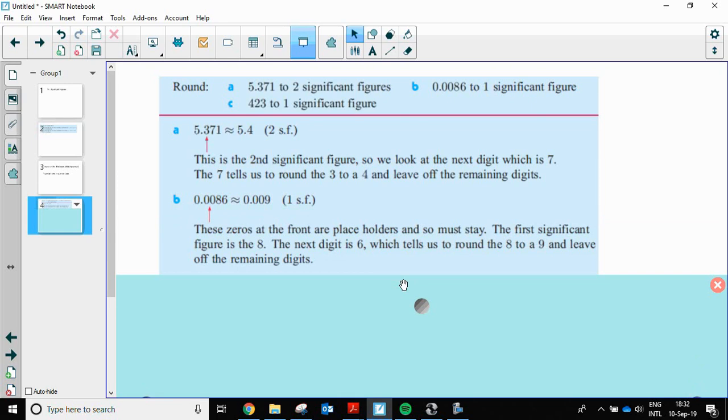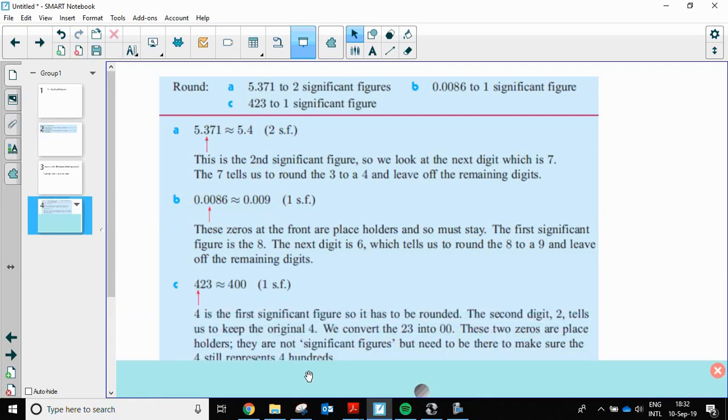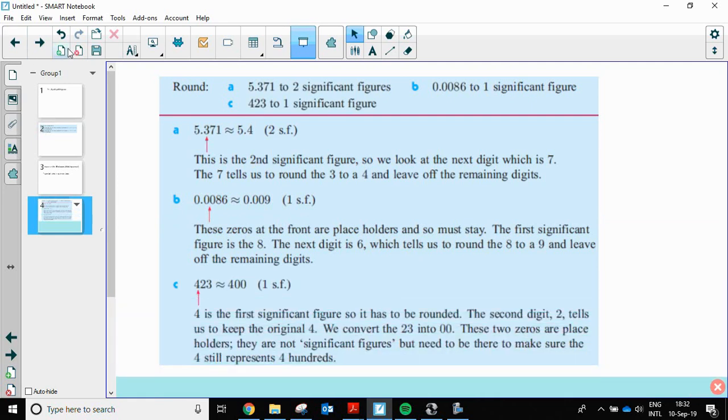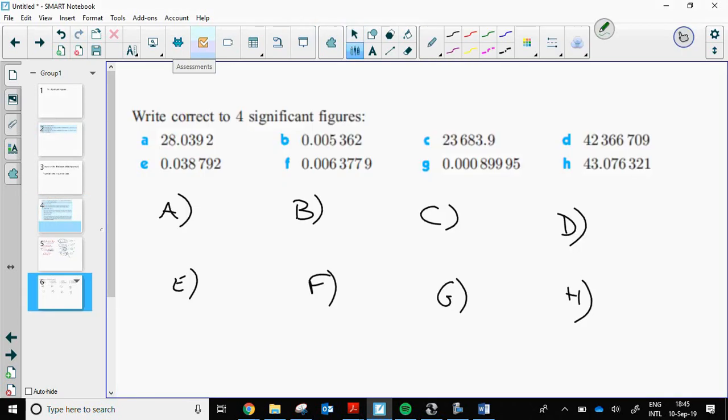And the last one, 423, again, rounded to 1 significant figure. Well, the first significant figure is a 4, and the number after that's a 2, so that means we do not round it up, so that's just 400, rounded to 1 significant figure.